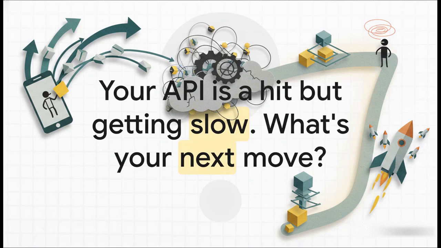So let's imagine this for a second. You built an amazing API, people absolutely love it, and your traffic is just going through the roof. Awesome, right? But then everything starts to get slow. The user experience takes a nosedive. What do? What's your next move? This right here, this is the moment a real scaling strategy becomes absolutely critical.